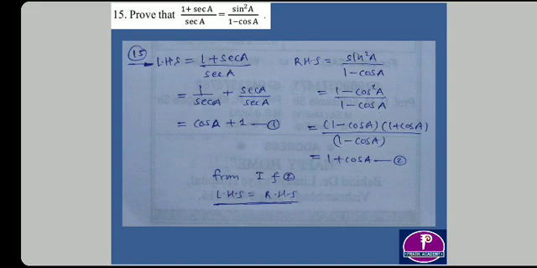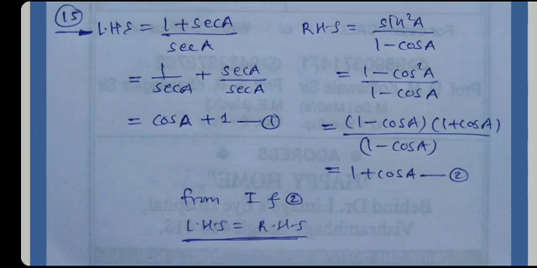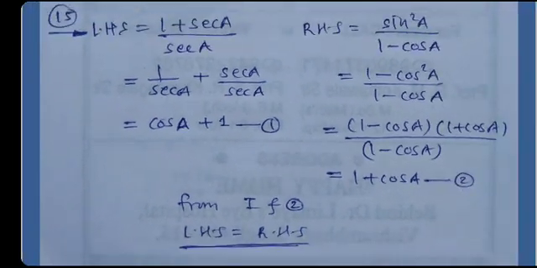Next, prove that 1 plus sec A upon sec A is equal to sin square A upon 1 minus cos A. So consider here LHS separately first. So LHS is 1 plus sec A upon sec A. So separate out numerators, it becomes 1 upon sec A plus sec A upon sec A. So 1 upon sec A is cos A, sec upon sec is 1. So it becomes cos A plus 1.